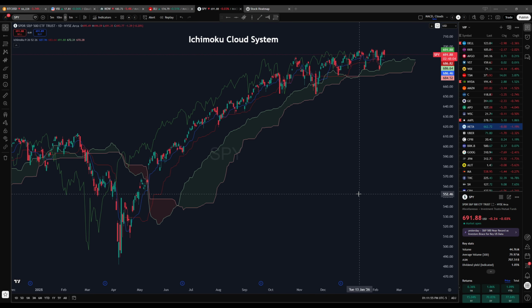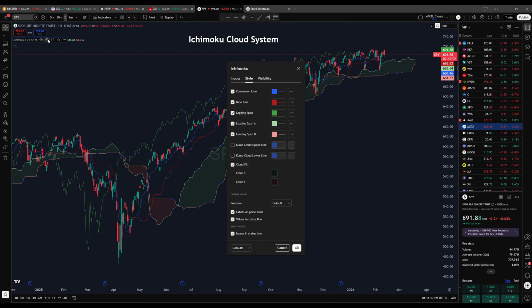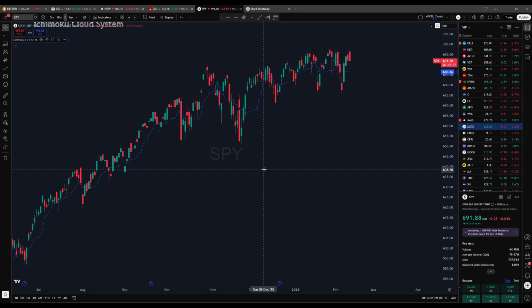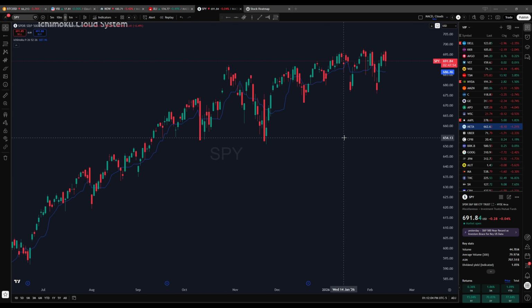All right, let's clean the slate a little bit. Let me break down the system for you guys. We're going to start with just a conversion line here. Zoom in a little bit, make it easier for you guys to see. Most traders fail just because their screens are cluttered messes of lagging junk. So we're going to stay hyper-focused here.